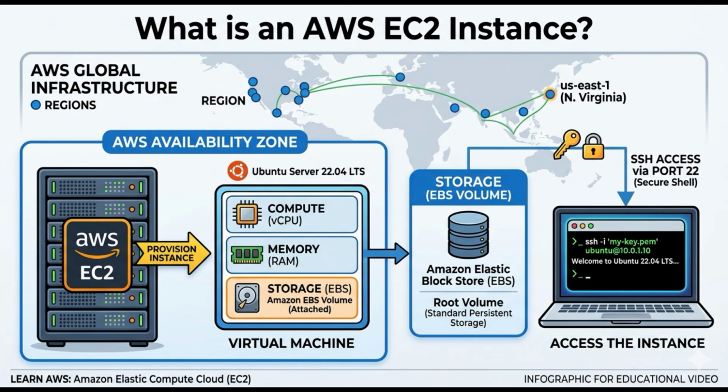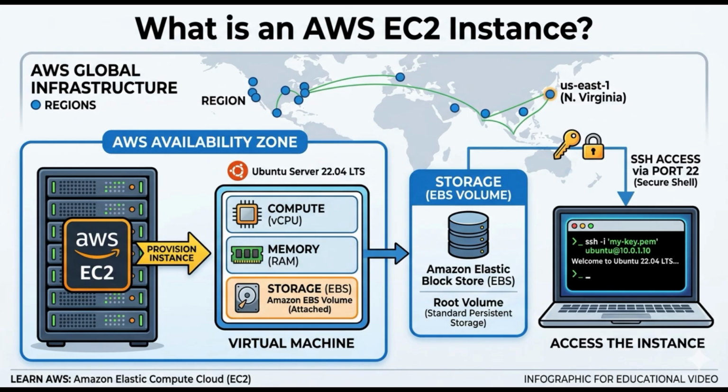First, let's quickly understand what an EC2 instance is. So EC2 is basically Elastic Compute Cloud. It's an AWS service that allows you to create a virtual server in the cloud. Instead of buying physical machines, you can launch your server in minutes and use it for your requirement.